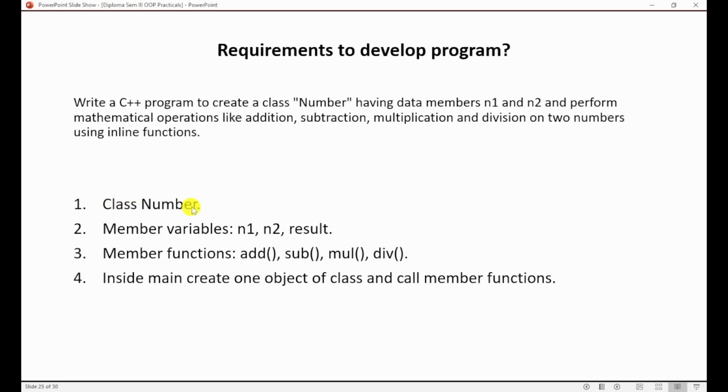So the class number we have to create, then variables will be n1, n2, and we can take result as a variable to store the result of those operations. Then member functions will be add, sub, multiply, divide. So the names may be different in your case, or you can use the same names, and inside main we have to call those functions. So let us move to the coding part directly.